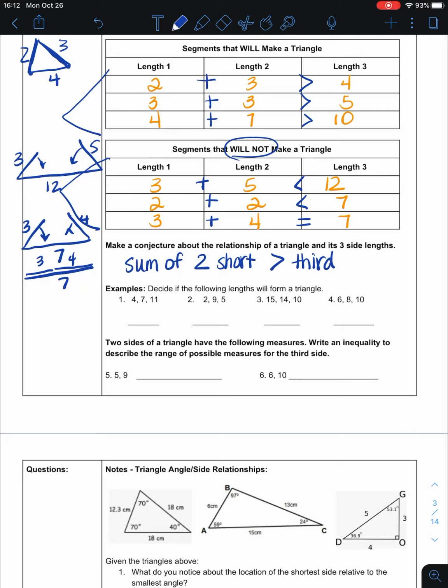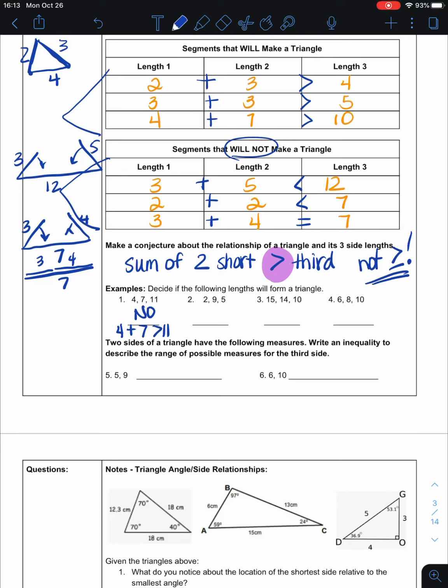So let's decide whether the following lengths form a triangle. Be careful, don't get in the habit of thinking that it's always the first two that have to be bigger than the third. It has to be the two short sides. Okay, so 4 and 7 and 11. Since 4 and 7 are the smallest, we want to test it. Is 4 plus 7 greater than 11? The answer is no, it's equal to 11. It has to be greater than, not equal to, just greater than. You might make a note over there: not greater than or equal to.